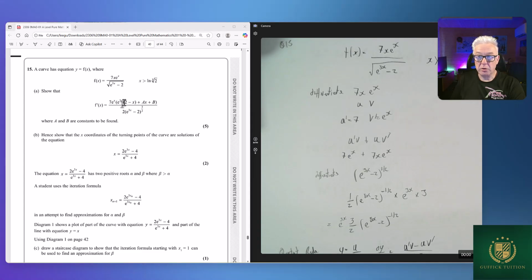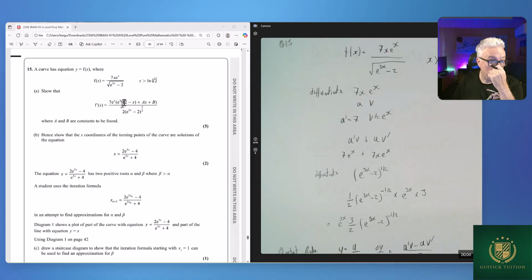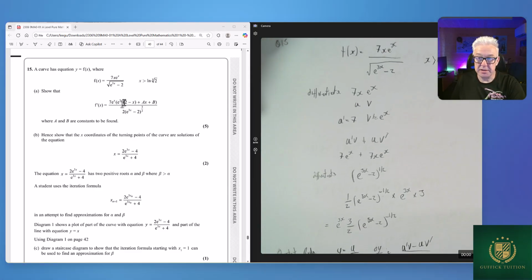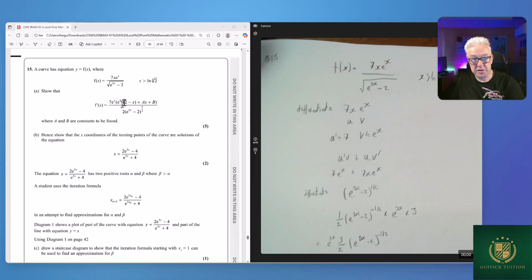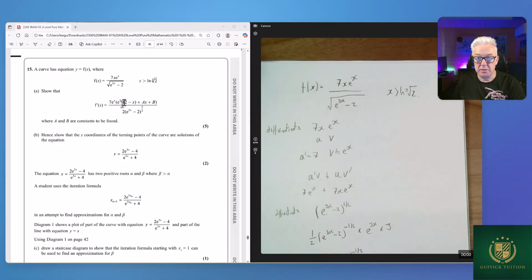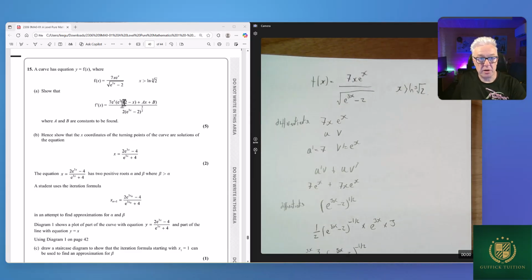Okay, we're on the final question on 2023 paper 1 for Edexcel, and it is a quotient rule question linked in with numerical methods. Now, I think the hardest part on the whole paper is this 15a. It is only worth 5 marks, but it is super tricky, so definite A-star material here. Let's have a look at what we've got.